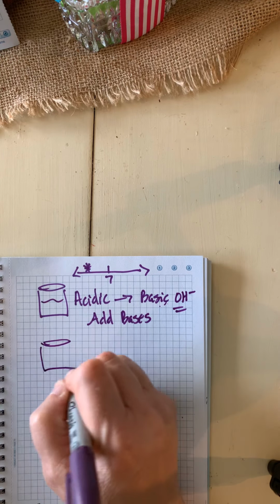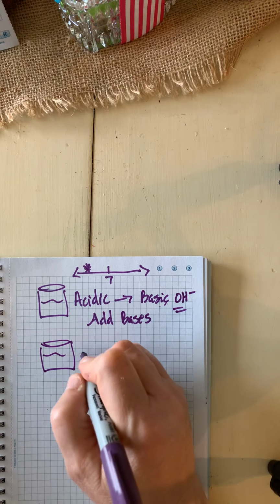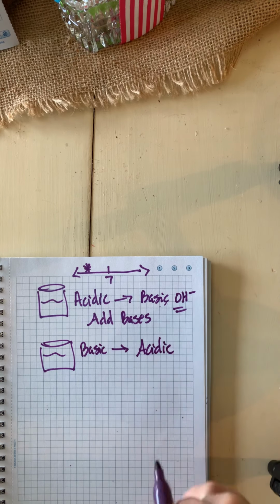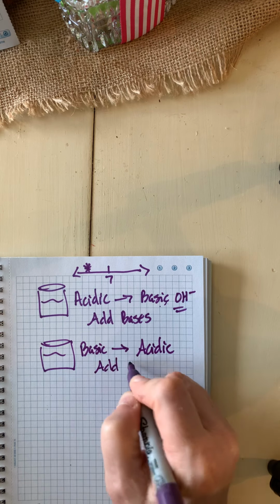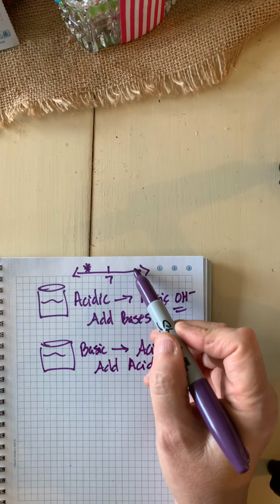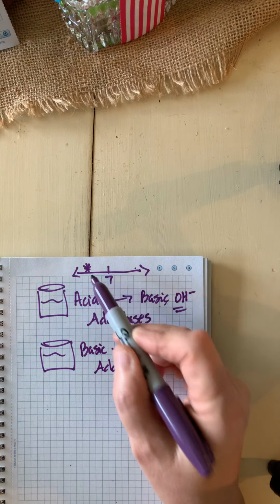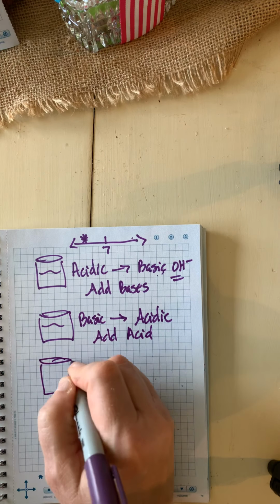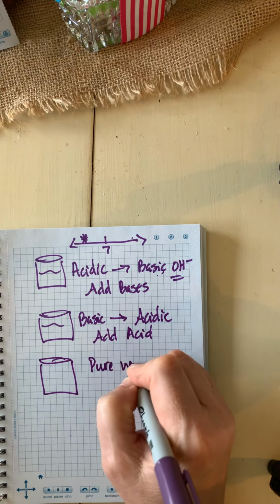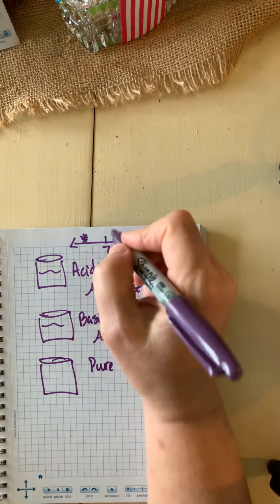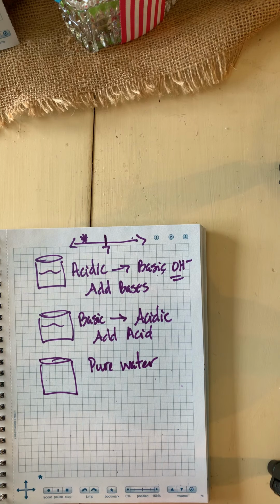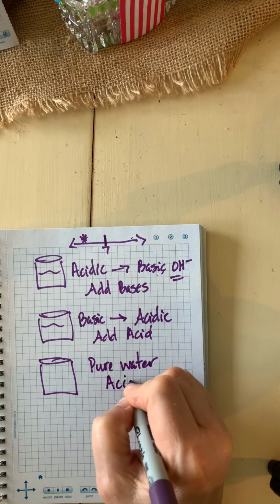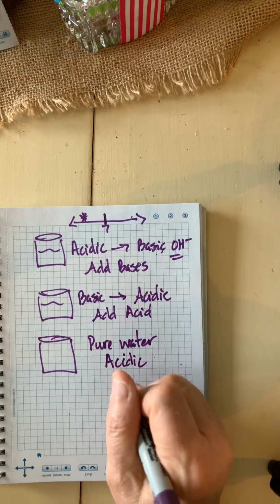Likewise, if you started off with a basic drink and wanted to make it more acidic, then of course what you've got to do is add an acid. And adding an acid, if you start off on this end of the pH scale, brings it back down. Kind of interesting. So how would that work? Let's say we started off with something like pure water, which is right smack dab in the middle with a pH of 7. And what if you wanted it to be more acidic? What would you add? Well, more acid.